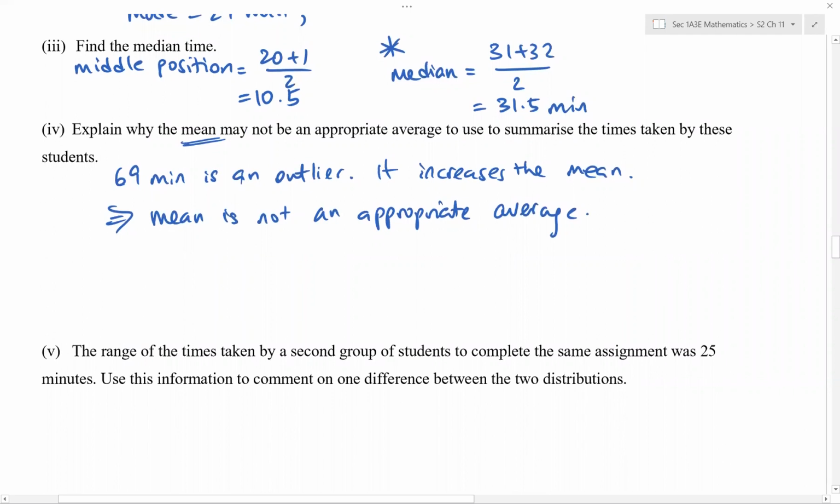So the range of times taken by a second group of students to complete the same assignment was actually 25 minutes. The range is 25 minutes. Use the information to comment on one difference. We have a few different methods, a few different approaches to comment on distributions. We can talk about the mean, we can talk about the median, talk about the range, so on and so forth. But in this case, they only provided us with the range for this second group of students. So you have no choice. You have to compare this with the range of the first group of students.